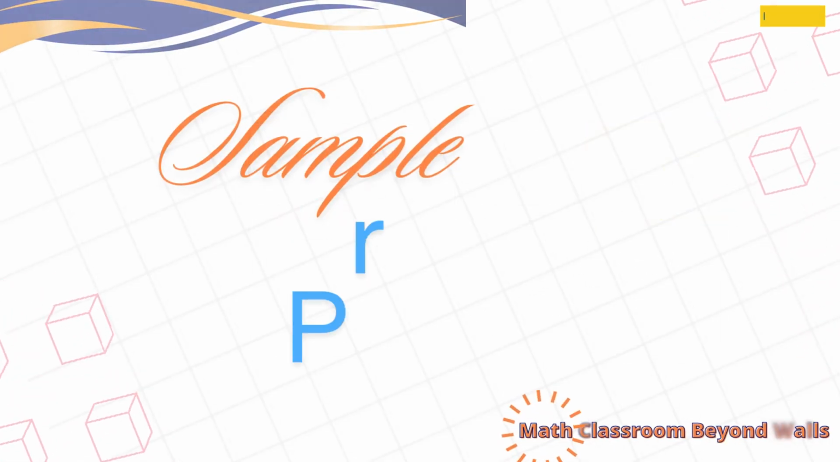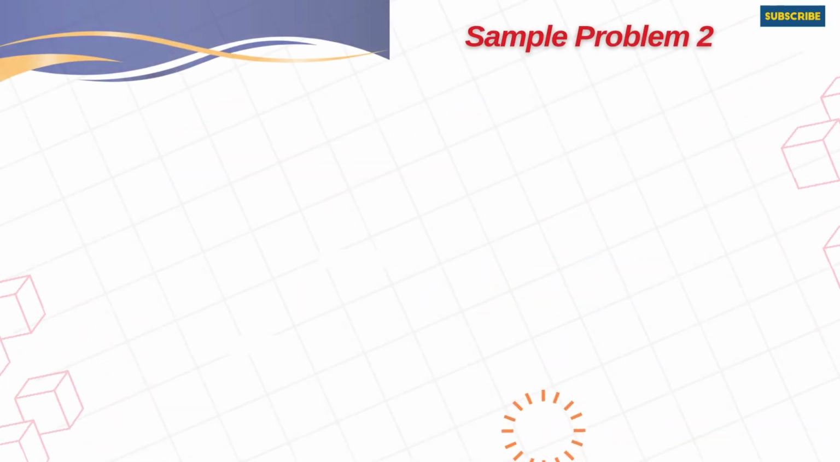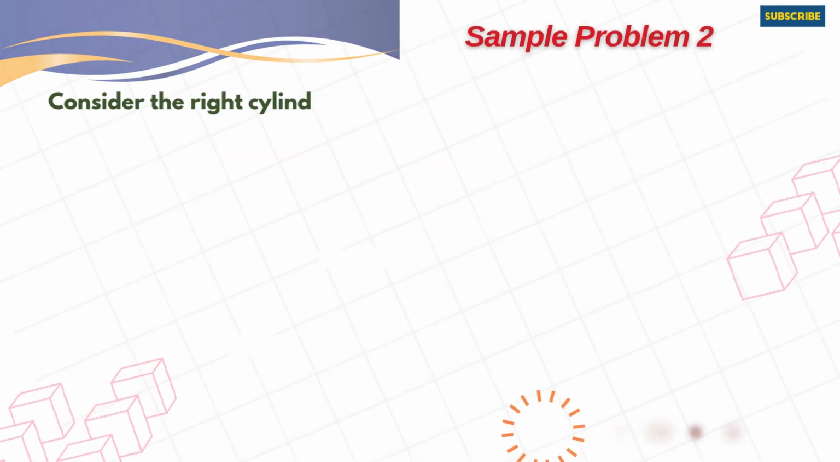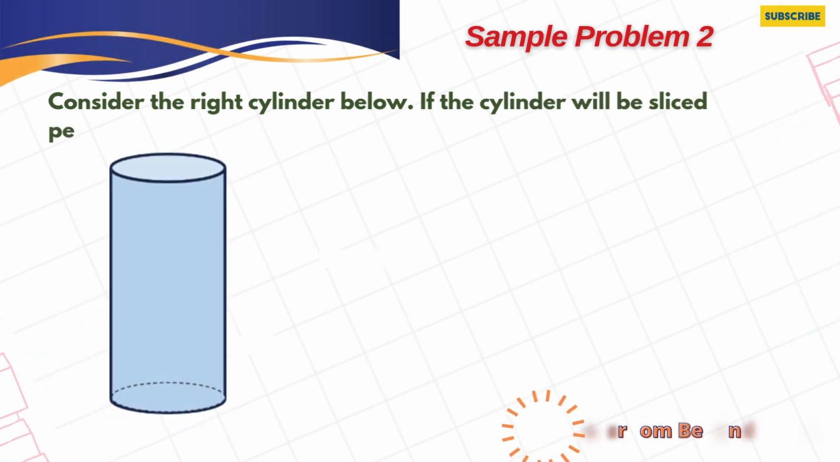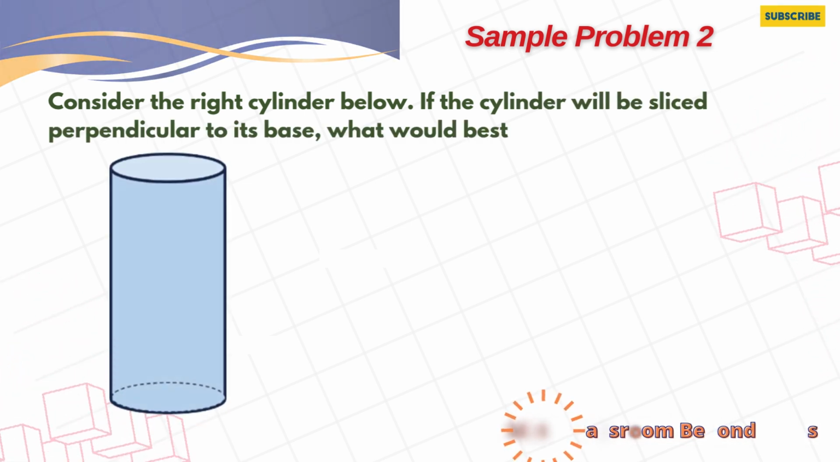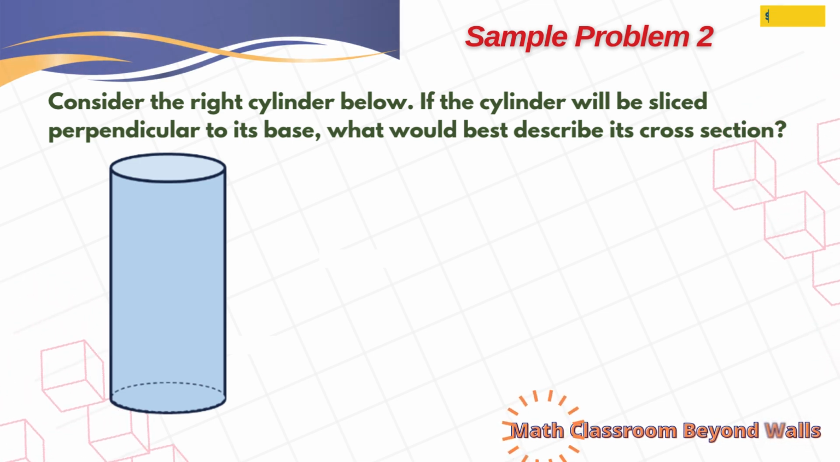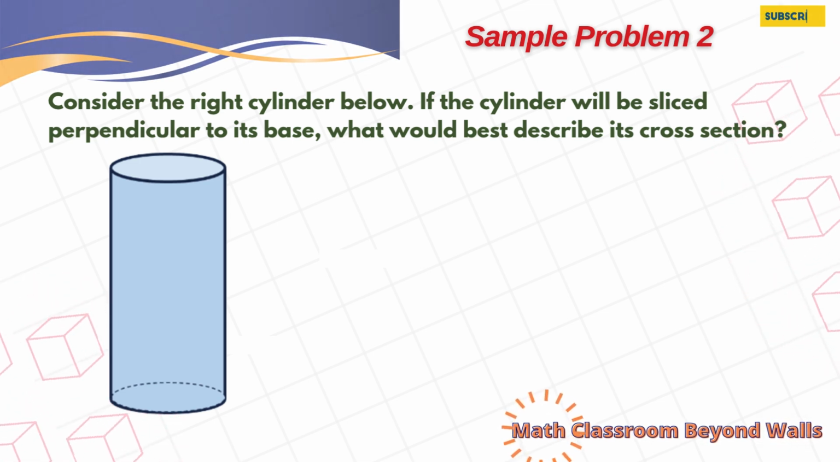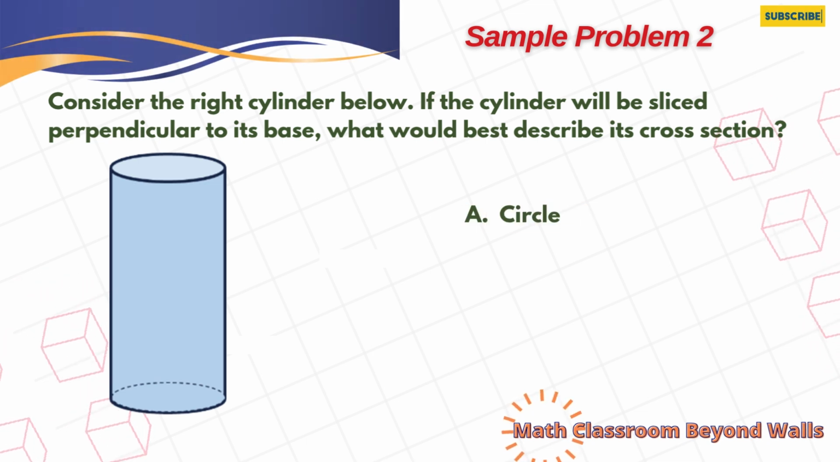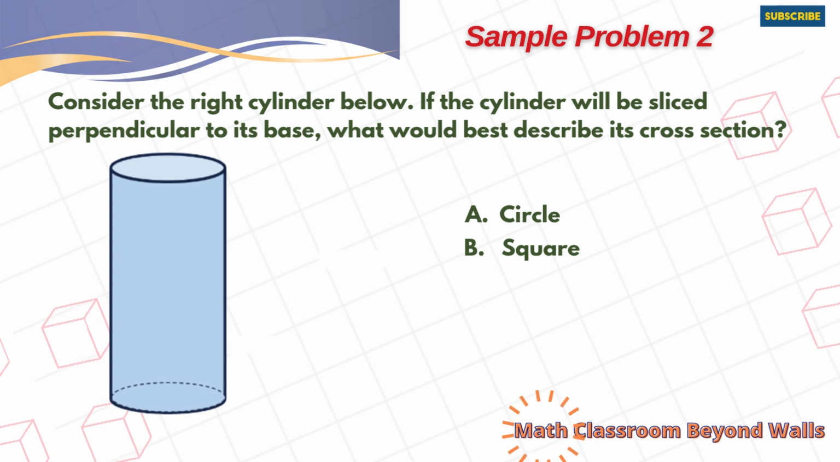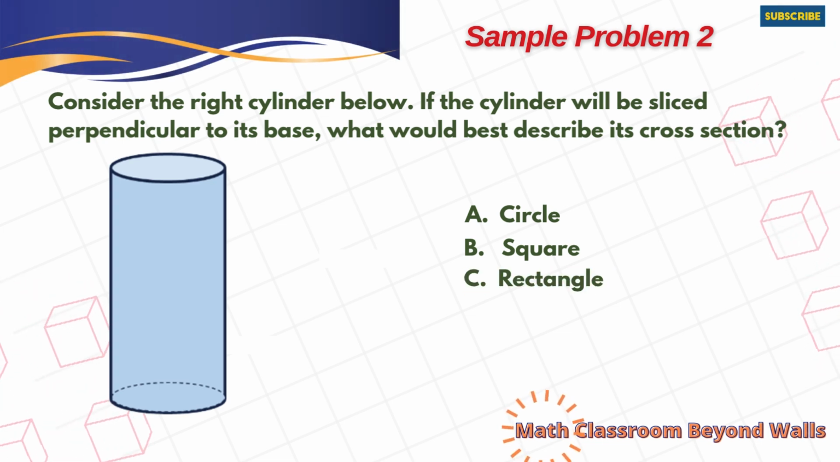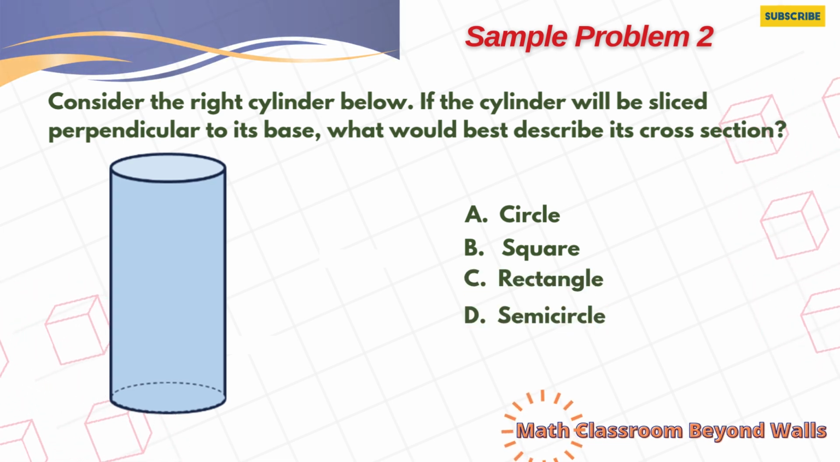Now let us move on with this second sample problem. Here's the problem. Consider the right cylinder below. If the cylinder will be sliced perpendicular to its base, what would best describe its cross-section? A figure is given. Option A, circle. Option B, square. Option C, rectangle. Option D, semicircle.